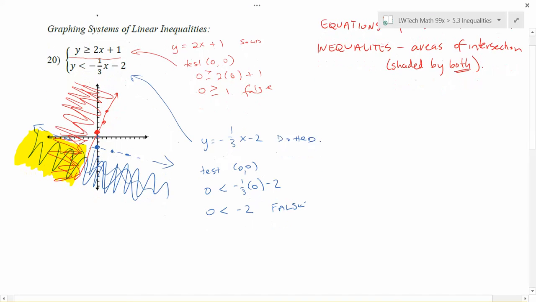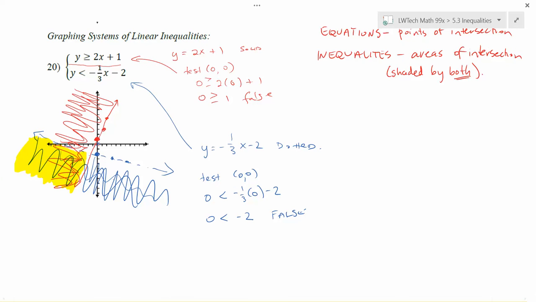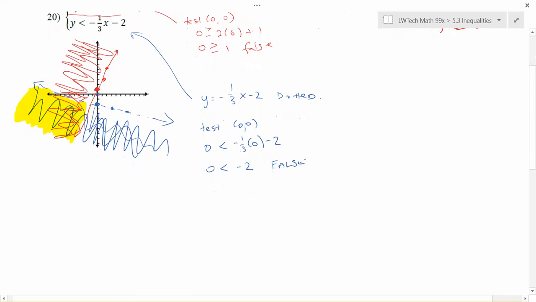All right. So that's basically the process. Just graph both of them and then very clearly mark the area of overlap that got shaded by both regions, and that would be your final solution.